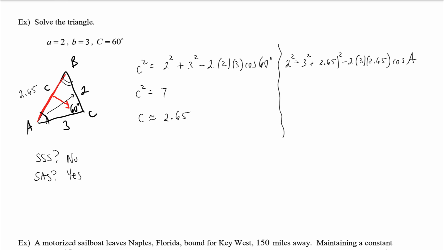I'm going to use the calculator for this though. Let me get this line out of here, it's annoying me. So I'm going to subtract 9 from both sides, and I'm going to subtract that from both sides, which is supposed to be about 7. So I'm going to get negative 12 equals negative 2 times 3 times 2.65 cosine A. All I did was subtract 9 and 2.65 squared from both sides. Remember, that's the square root of 7 squared, so you're really just subtracting 7. Then I'm going to divide by this coefficient here. Again, you can use the calculator.